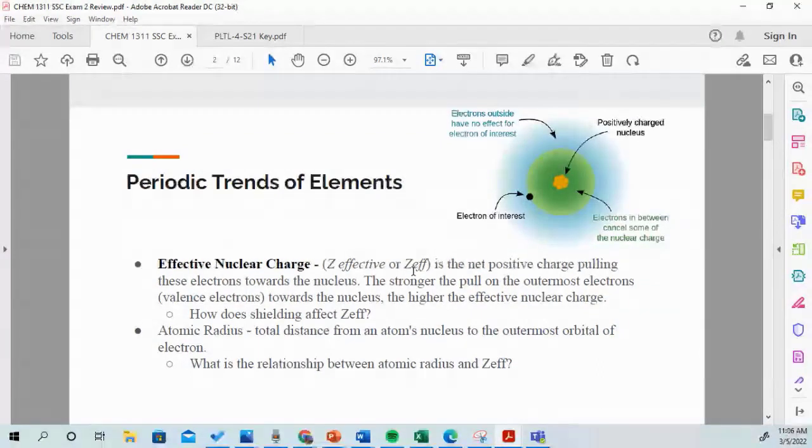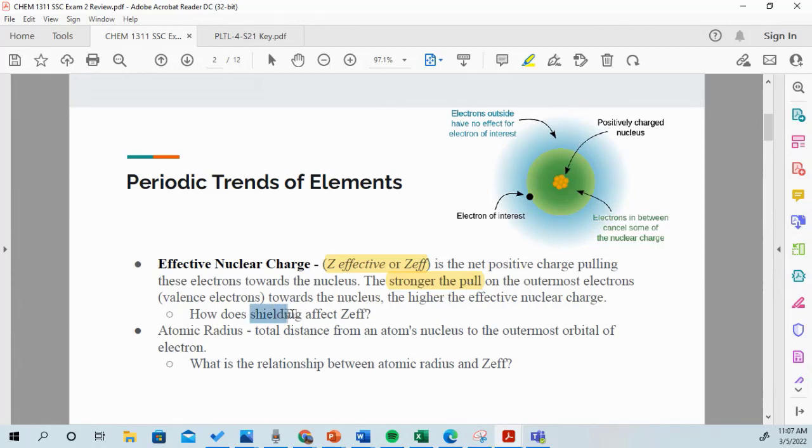The first concept that's very important for periodic trends is understanding what effective nuclear charge is. It's also known as Z effective. It's basically the net positive charge pulling the electrons towards the nucleus. The main thing to understand is that it's an attraction. So the stronger the attraction is, the stronger the Z effective, the stronger the effective nuclear charge.